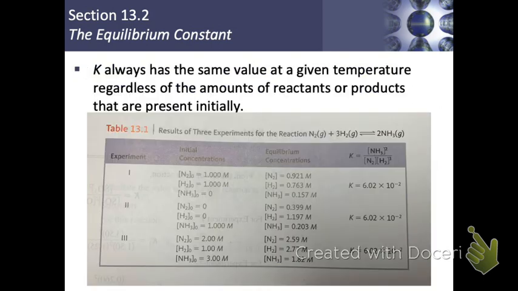This example comes from our book, and it says K always has the same value at a given temperature, regardless of the concentrations of our reactants or products. This gave 3 different experiments, with different concentrations for all 3 of our species in the reaction. And when we run out the calculations, we get the same K value. So K is dependent upon the reaction and upon temperature, but not upon concentration. We can look at lots of different trials, but our K value at a certain temperature will remain constant.